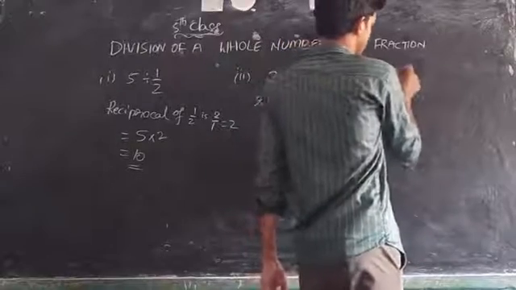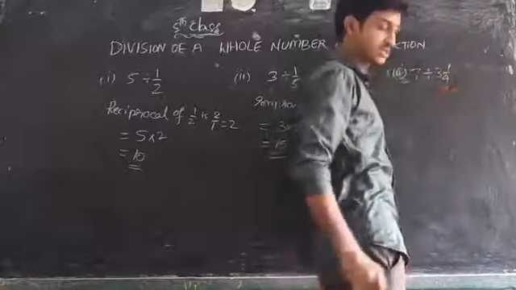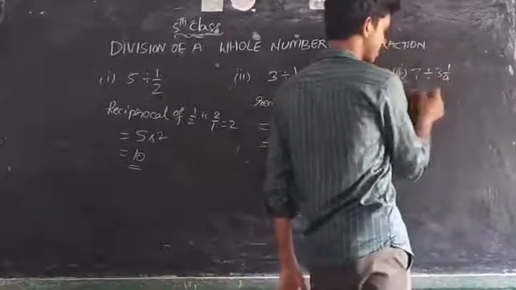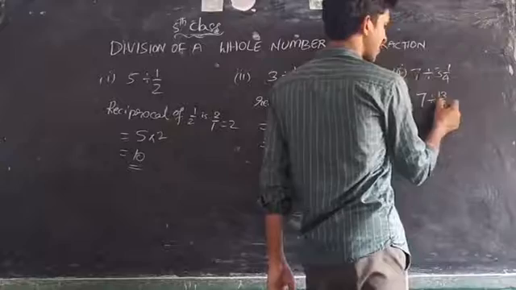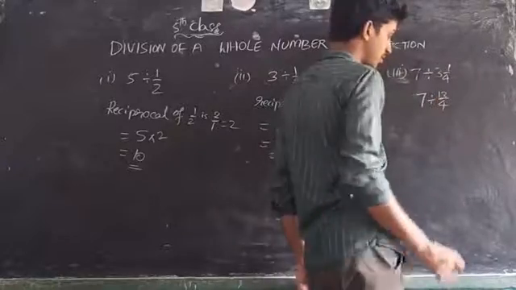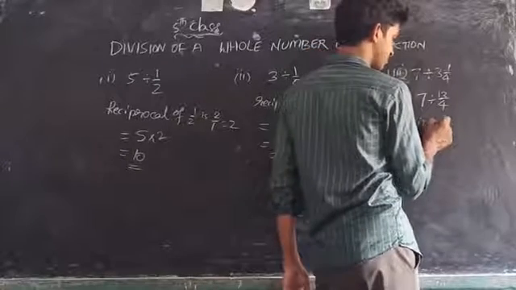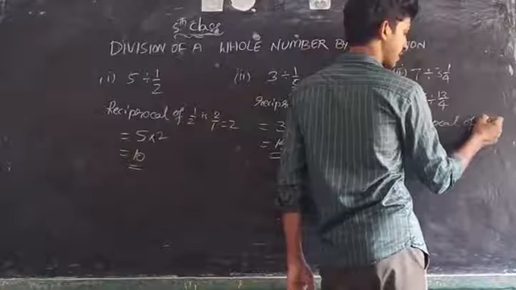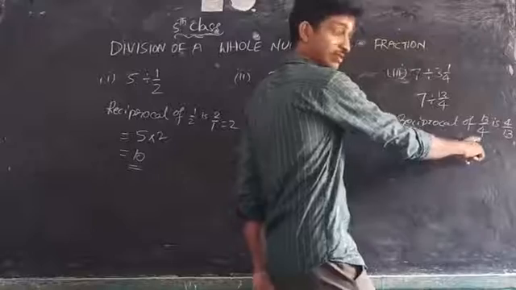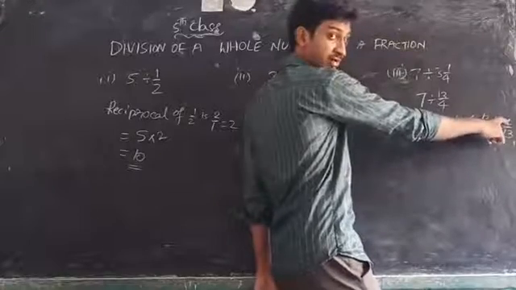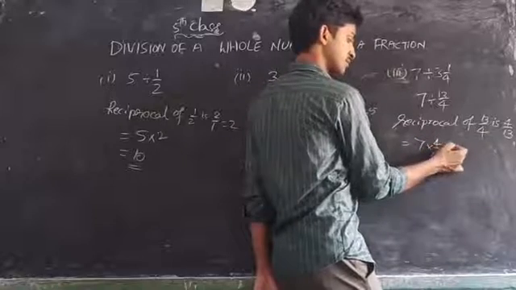See this? 7 divided by 3 1 by 4. Here I am taking a mixed fraction. So first of all, convert this mixed fraction into an improper fraction. 4 threes are 12, 12 plus 1, 13. 13 by 4. 7 divided by 13 by 4. Okay, children, so take the reciprocal of 13 by 4, which is 4 by 13. Here the numerator becomes denominator and the denominator becomes numerator. So multiply 7 with 4 by 13.